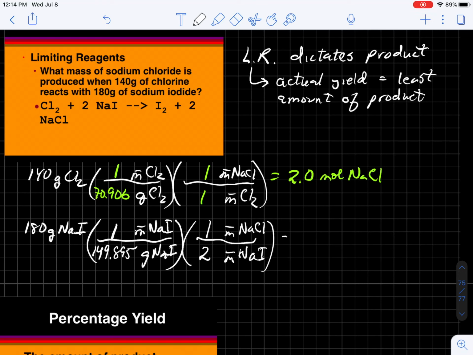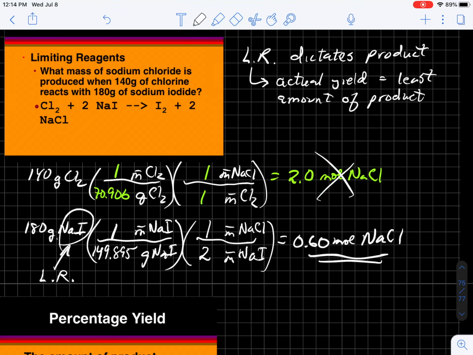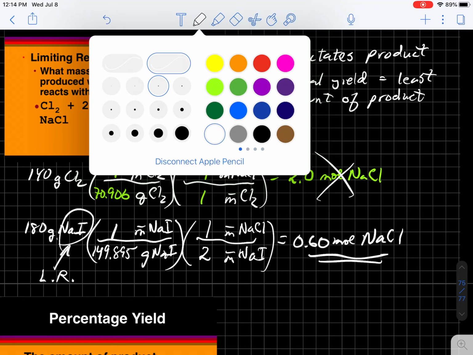And then we look at the balanced equation. For every 2 moles of sodium iodide, I get 1 mole of sodium chloride. So 180 divided by 149.895, divided by 2, gives me 0.60 moles. So that means our sodium iodide is our limiting reagent, and our product yield is going to be the 0.6 moles, because that's when the reaction stops. So that 2.0 moles of sodium chloride, who cares about it? It's not going to dictate our final answer.